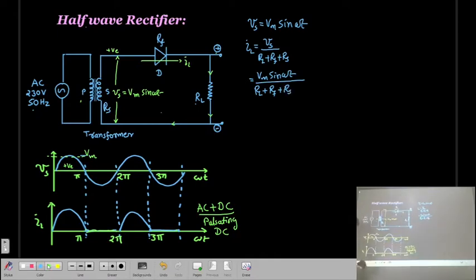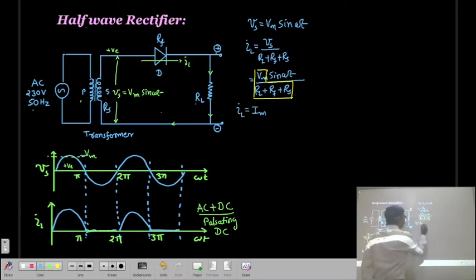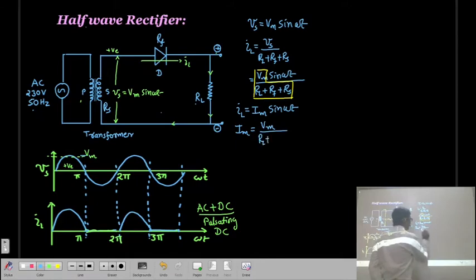And now we know that Vm is the maximum voltage, and dividing it by the total resistance of the circuit will provide you the maximum current. So here this load current I can write as IL equal to Im sin omega t, where Im is defined as Vm divided by RL plus RF plus RS.